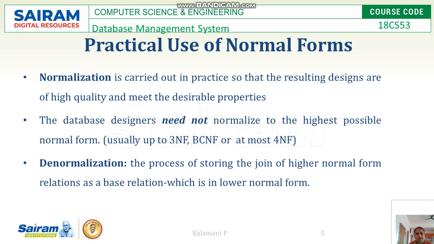Normalization is carried out to meet these desirable properties: minimizing redundancy and minimizing insertion, deletion and updation anomalies. Normally the database designers need to normalize to the highest possible normal form, that is up to third normal form. Sometimes it will be in BCNF and at most fourth normal form. Now we have to define what is meant by denormalization. It is the process of storing the join of higher normal form relations as a base relation which is in a lower normal form. That is the opposite of the normalization process.